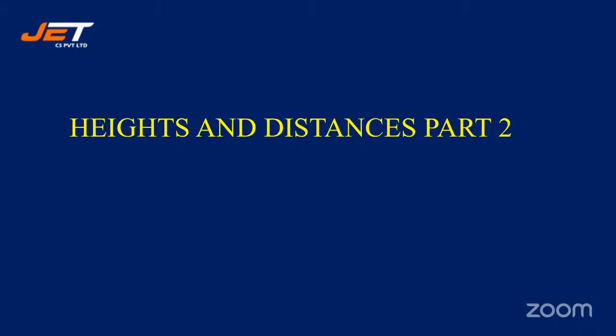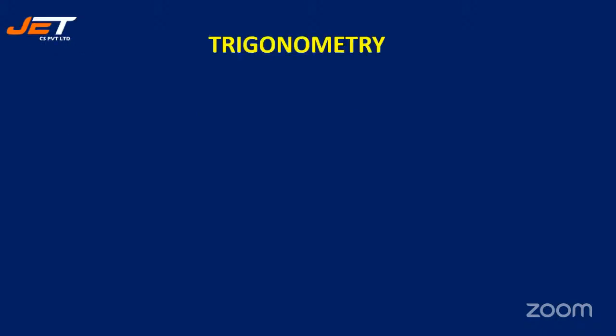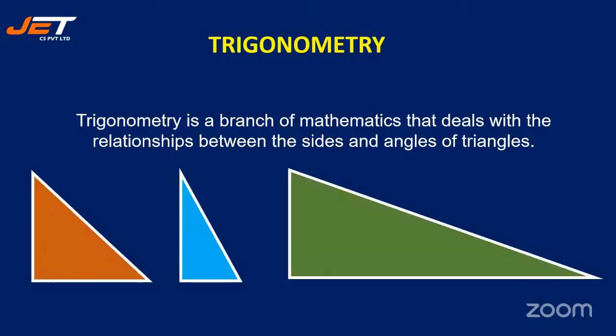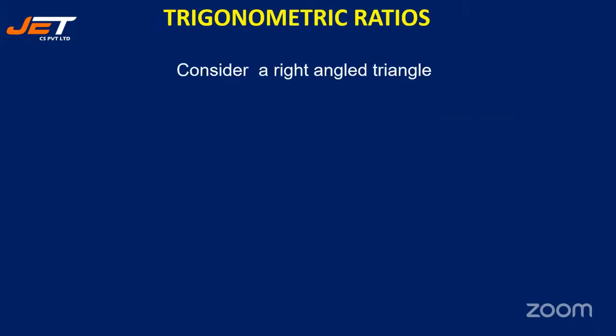So today we are going to do heights and distances part 2. All right? Of course, this comes under trigonometry. So before we go ahead with the chapter, let us quickly know the basics about trigonometry. A very quick introduction. Trigonometry is a branch of mathematics that deals with the relationships between the sides and angles of a triangle. Right? So you can see the triangles here.